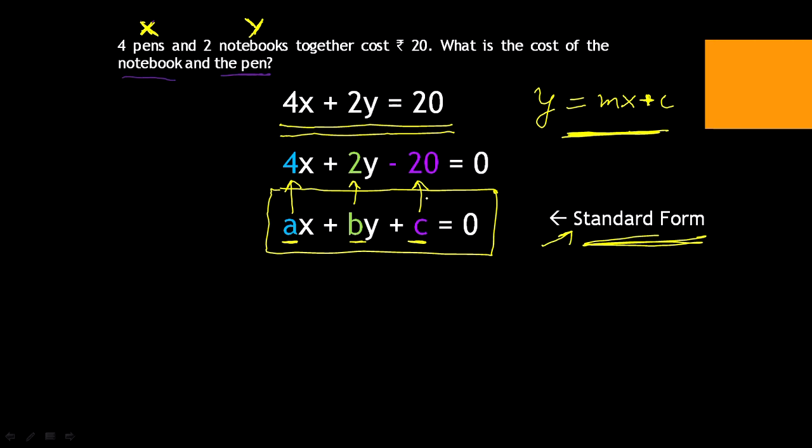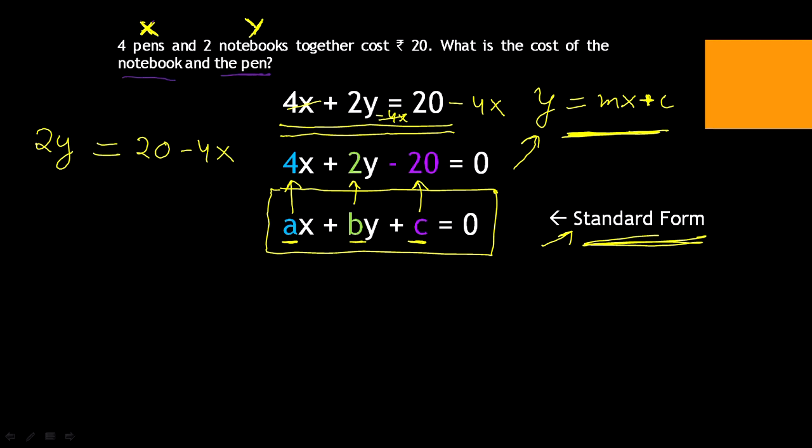Now can I convert the standard form into the form discussed earlier? Well, of course. I have this equation, 4x plus 2y minus 20 equals 0. What I can do is I can shift the 4x to that side. In other words, I am subtracting 4x from both the sides. So minus 4x and minus 4x, right? So 4x minus 4x is 0. So I am left with 2y on this side equals 20 minus 4x.